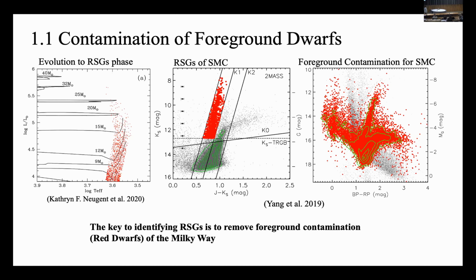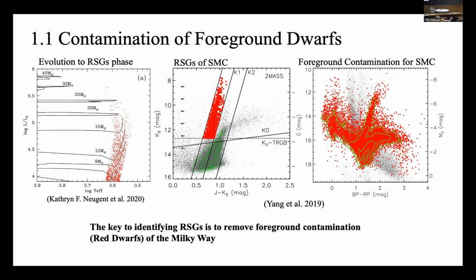So, RSGs are massive, helium-burning stars, as shown in the left figure. After leaving the main sequence, they evolve horizontally to the right on the CMD and concentrate as a branch. The middle figure shows the decontaminated CMD of the Small Magellanic Cloud. Here we see a clear branch of the RSGs, shown by the red dots. So we can easily select the RSGs on the CMD by these cut lines.